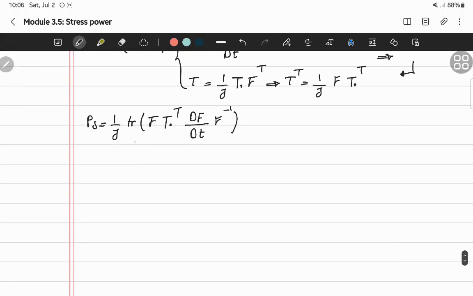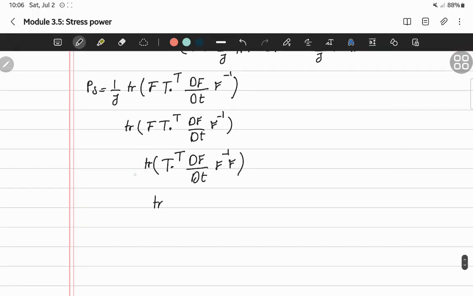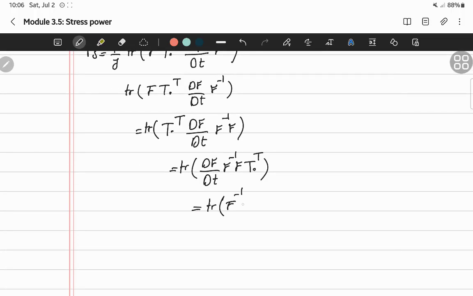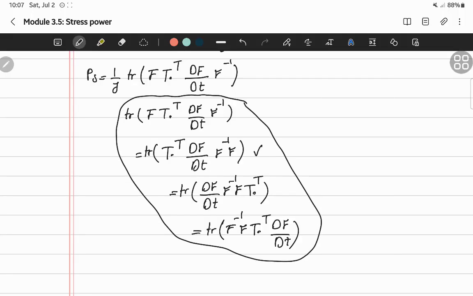So we know that the trace of F T0 transpose df dt F inverse is equal to the trace of T0 transpose df dt F inverse F. If I just move this to this side and then again this to this side, this is equal to the trace of df dt F inverse F T0 transpose, which is equal to the trace of F inverse F T0 transpose df dt. So from all of these, the one thing that really helps us is this one, because this becomes I.